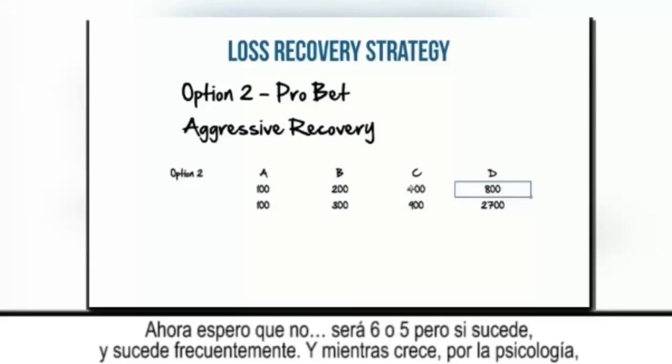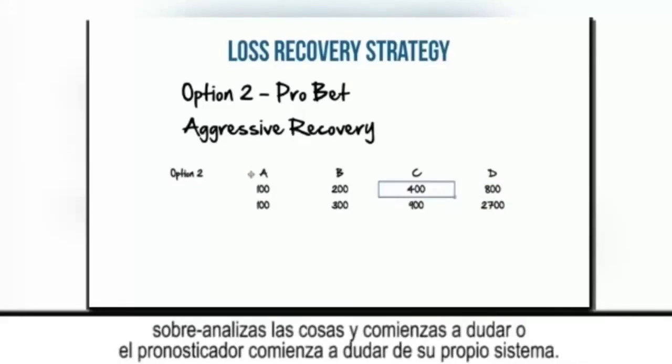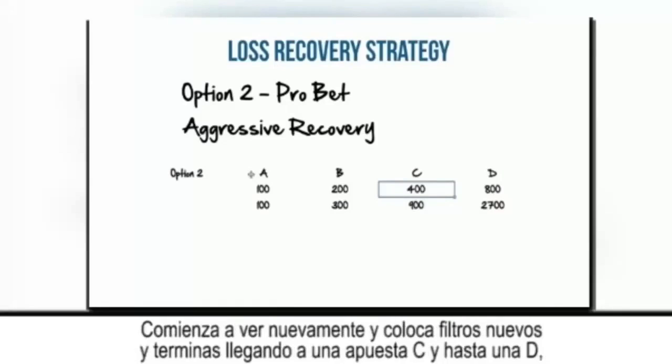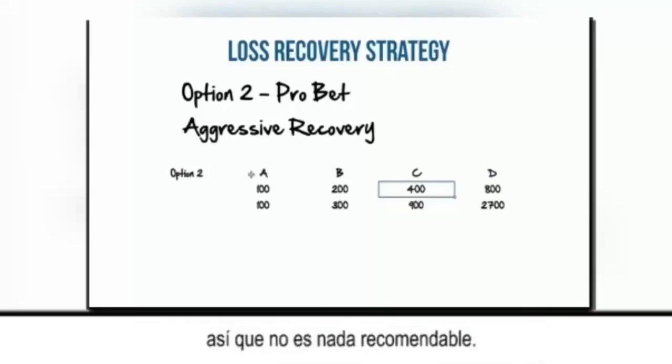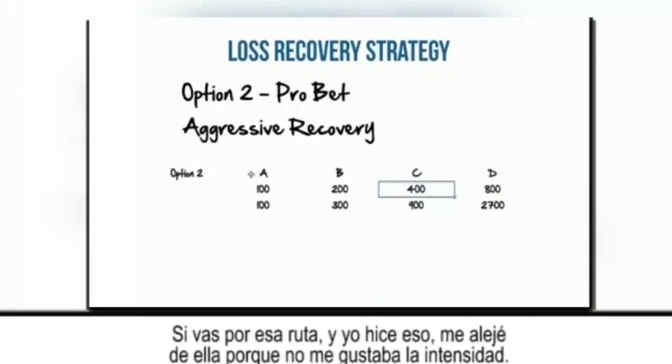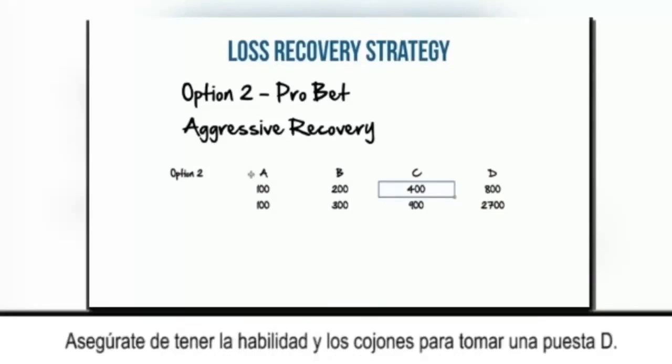And as it builds up, because of the psychology, you overanalyze stuff, you start doubting things, or the capper starts doubting his own system. He starts to relook, puts new filters in, and you end up going to a C bet and even a D bet. So I highly recommend that if you are going down that route, and I did this, I moved away from it because I just didn't like the intensity. Make sure that you have the ability and the balls to go to a D bet.